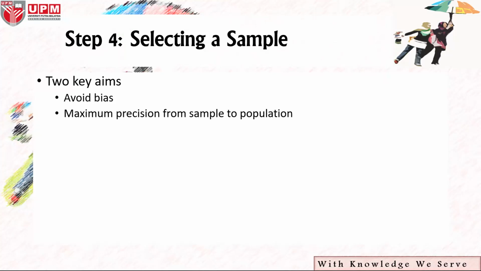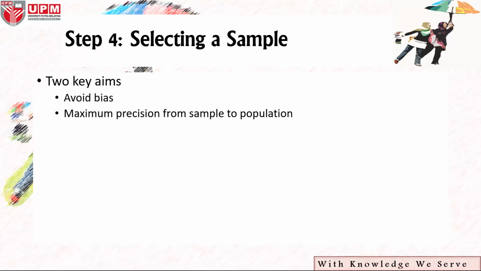Then step four, select a sample. There are two key aims: to avoid bias and to achieve maximum precision from sample to population. So this one is also applicable only to quantitative. In quantitative, as much as possible, we want to avoid bias when selecting any sample. So that's why we make sure that everybody has a similar chance to be involved in the study. 50% to be involved, 50% not to be involved. So everybody has an equal chance to be involved or not.